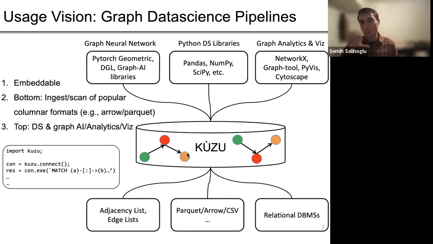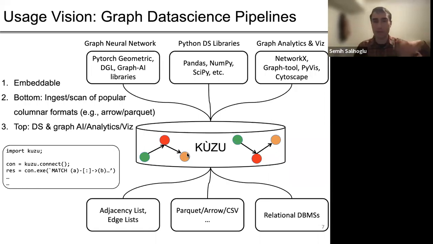If you want to pictorially think of where Kùzu wants to fit, one application domain, at least, it's not the only one, is that we want to sit in the middle as a core database management system for building graph data science pipelines. That's exactly what DuckDB filled in general, tabular data science, and we want to fill the same role. It's embeddable and very easy to install, and you can ingest a lot of data from a lot of formats very quickly.